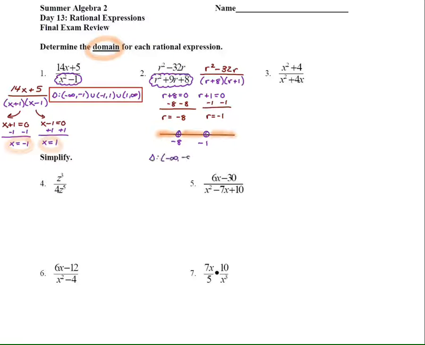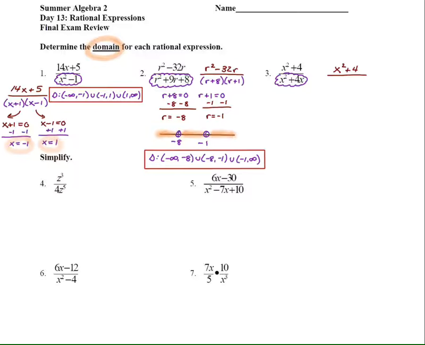So my domain is going to be -infinity to -8. Union, just saying more than one interval works for the domain. Then I'd have an interval from -8 to -1, and then an interval from -1 to infinity. Because I have 2 places where the expression doesn't exist, I have 3 intervals to describe all the other values. Similar for number 3, I'm first going to factor the denominator as much as possible.